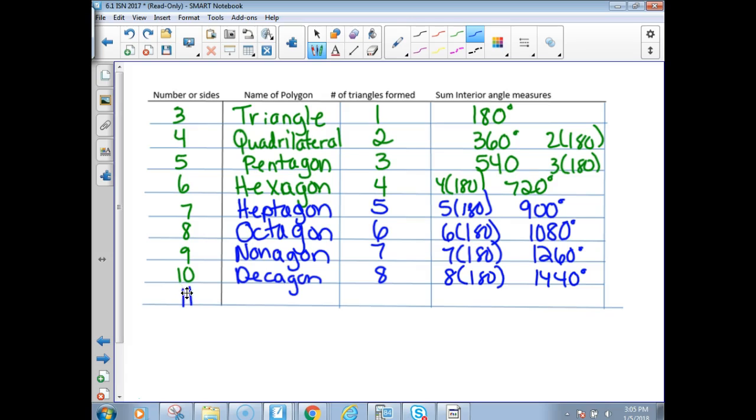So n sides I want now. Anything beyond 12 we called an n-gon. The number of triangles formed would be number of sides minus 2. All right, so here's our formula, and I'm going to write it 2 ways. It's number of sides minus 2 in parentheses times 180, or I like to do 180 times n minus 2.